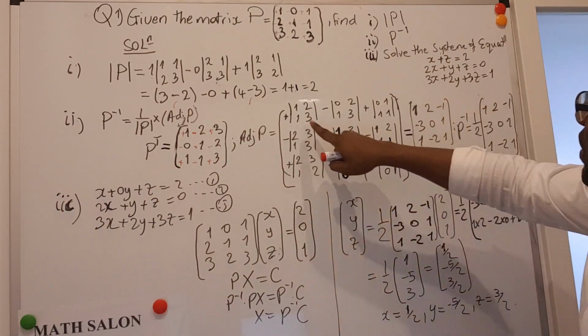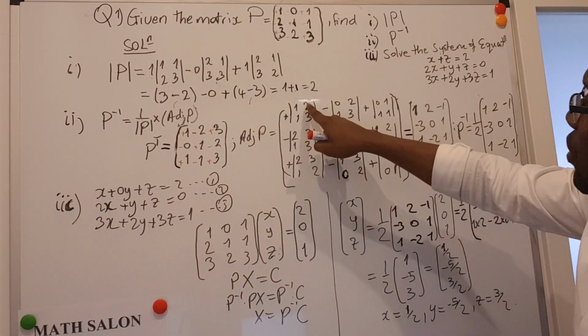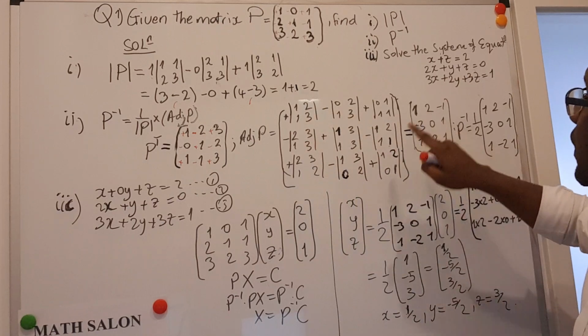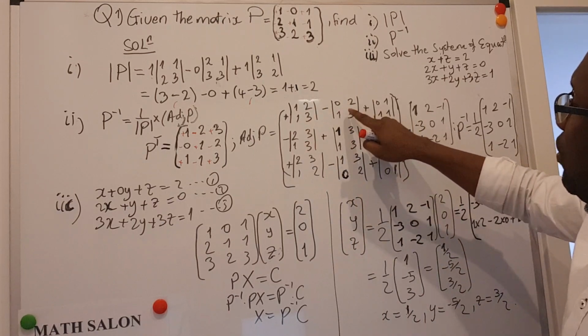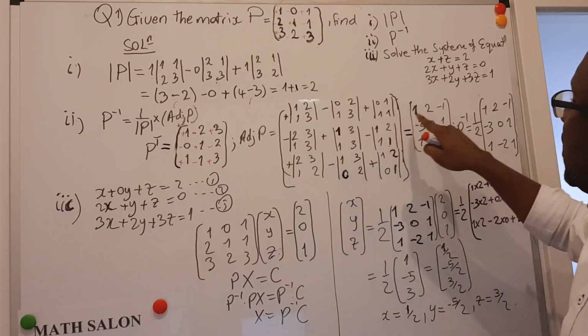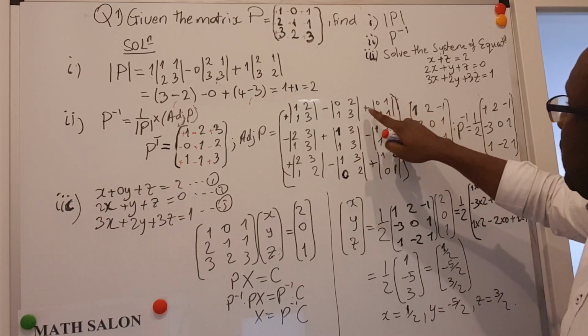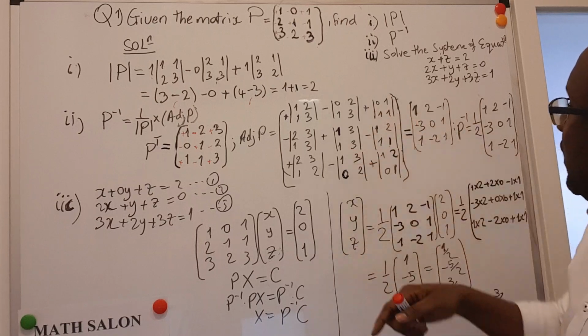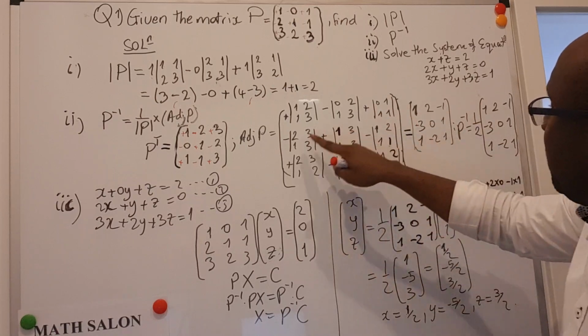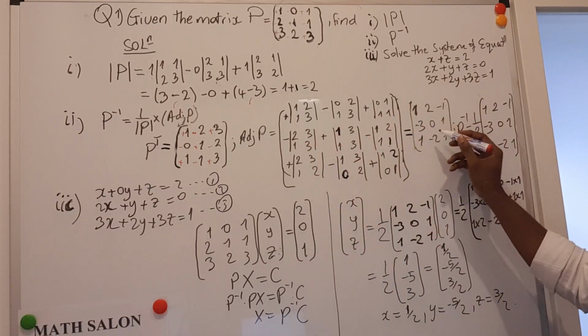If we simplify that, we see, for example, 3 times 1 is 3 minus 2. So that's 1 here. 3 times 0 is 0 minus 2, and the minus outside becomes plus. 1 times 0 is 0 minus 1 is minus 1. This plus outside, the sign remains. I do the same thing for the rest, and I will get minus 3, 0, 1.